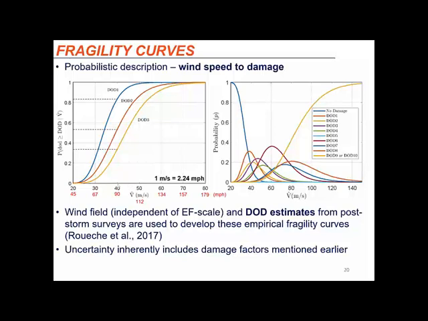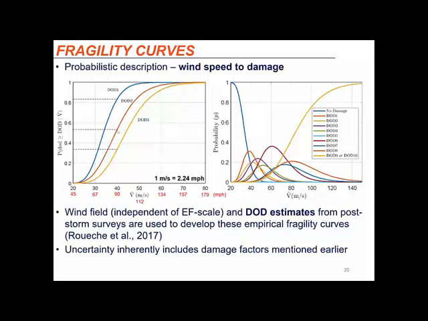For example, on the left-hand side here, this is 40 meters per second, 90 miles per hour. If you follow this 40 upward to, for example, DOD3, what this tells you is that for 40 meters per second wind speed, there's a roughly 35% chance that the damage state is going to be DOD3 or higher for these fragility curves. And if you continue to move up, this is maybe around 55% DOD2 damage or higher.